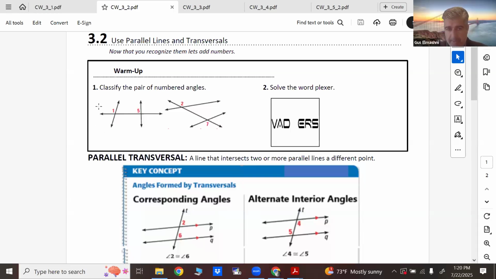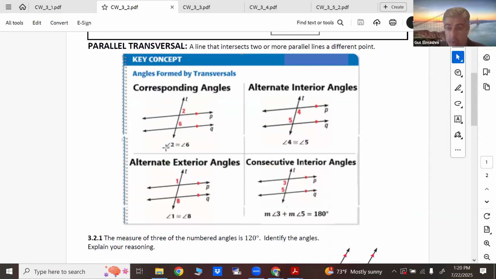So coming to the warm up again, 1 and 5 are corresponding, 2 and 7 are alternate exterior. But what if the lines were parallel? And we usually show that by these little symbols here. I kind of do these little arrows that show that the lines are parallel. So 2 and 6 would be identical, 4 and 5 would be identical, 1 and 8 would be identical, but 3 and 5 would add up to 180.